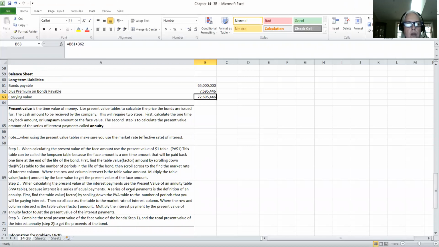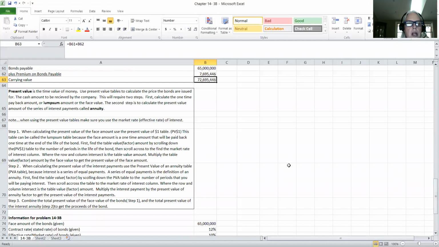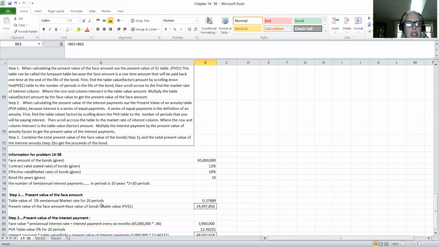In the next part of this problem, we're going to be calculating the present value of the bond issue for this particular problem. And you might remember from the last time that we spoke, I gave you some notes about how to calculate the present value. They came in steps. In step number 1, what we're going to be looking at is calculating the present value of the lump sum amount or the face amount, the one-time payback amount, which is your face value.